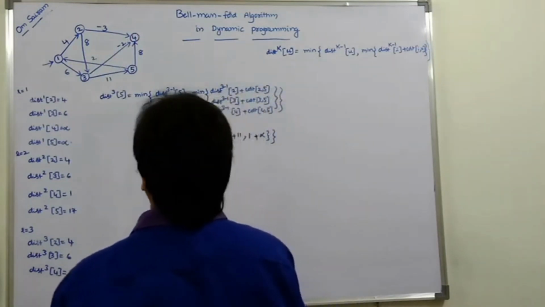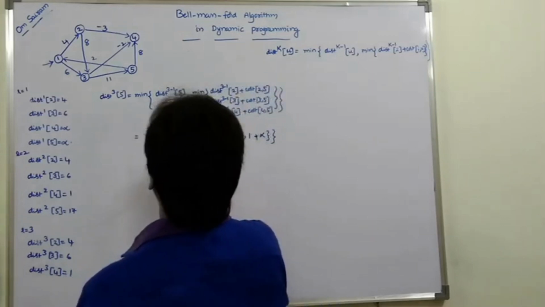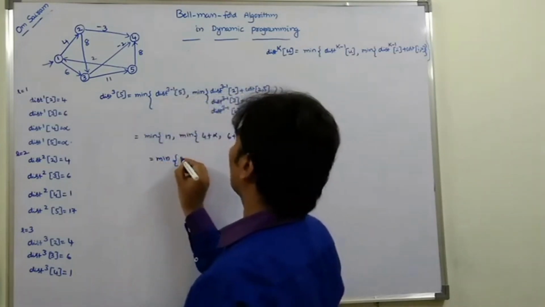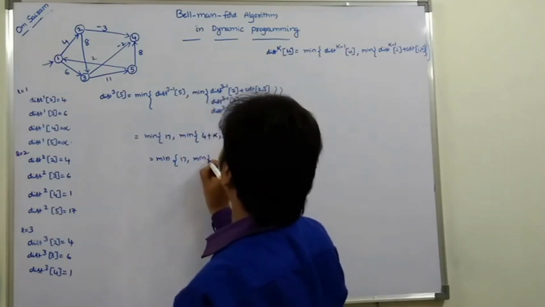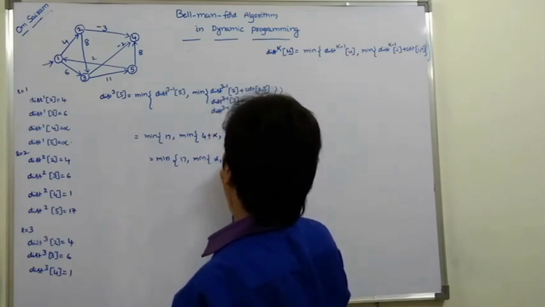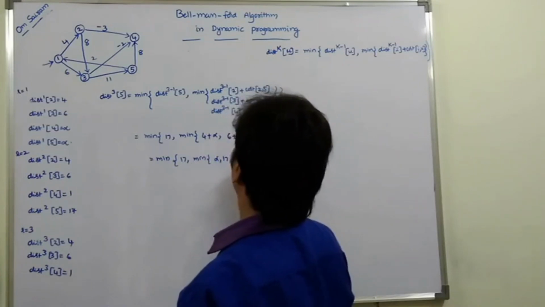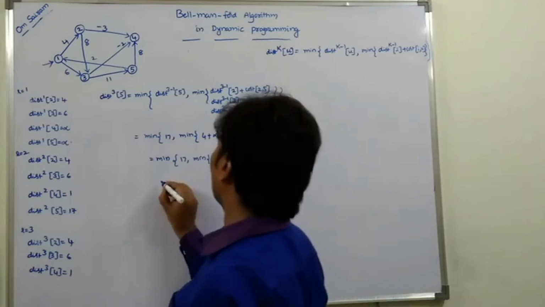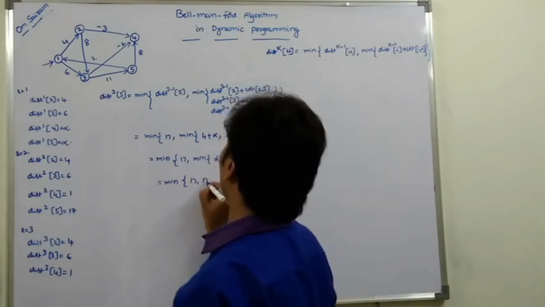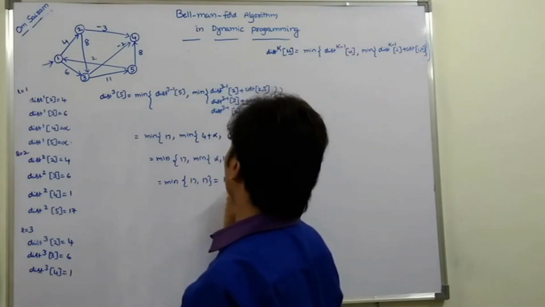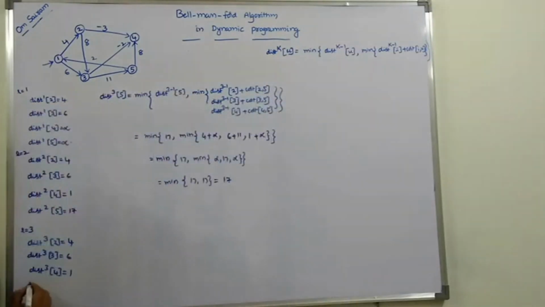So that is equal to minimum of 17 comma minimum of infinity, 17, infinity. So among them 17 is the minimum. So minimum of 17 comma 17. So that is equal to 17. So DIST 3 of 5 is equal to 17.